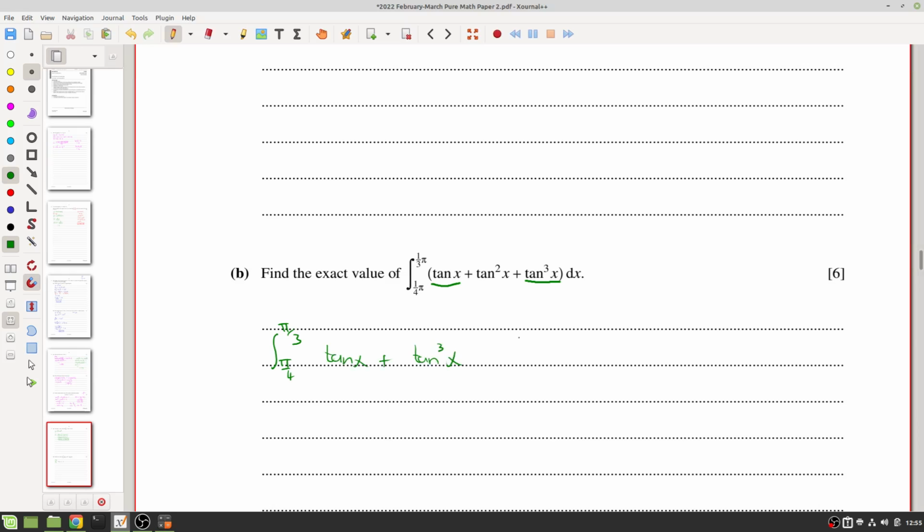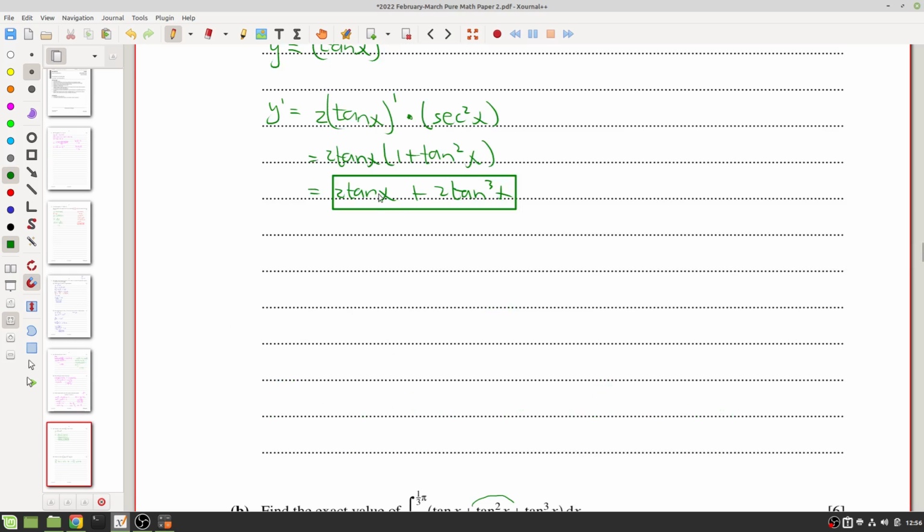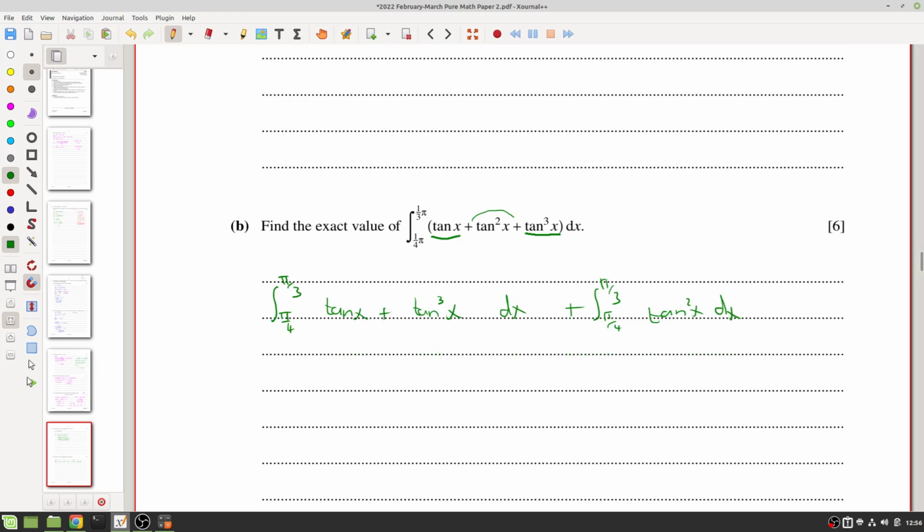tan cubed x dx, and then we can pull this one out by itself, so plus the integral from pi over 4 to pi over 3 of tan squared x with respect to x. Okay, so here tan x plus tan cubed x looks similar, but there's a 2 missing. So if we multiply this whole thing by 2, we get that, but then we have to divide it by 2 again. So we can do this.